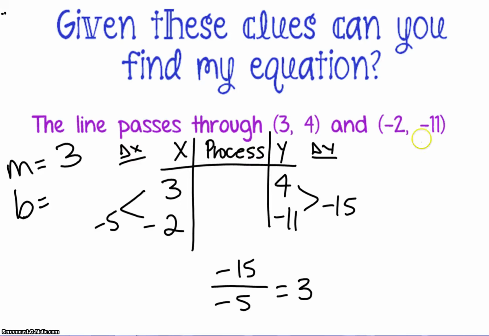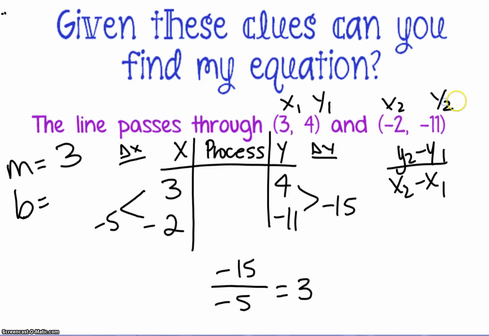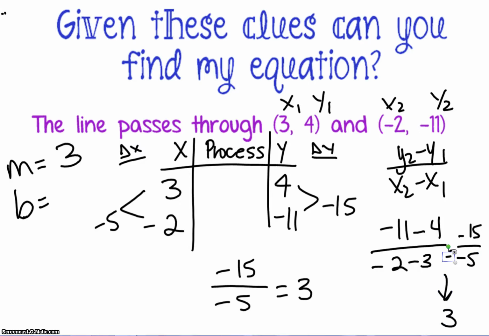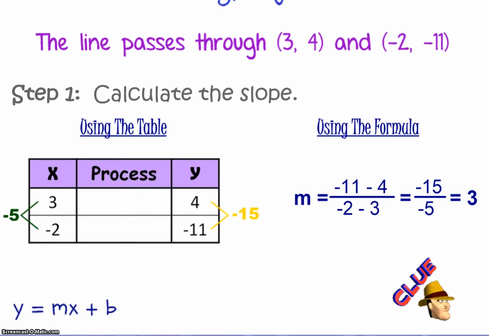You can also do the formula, which is y2 minus y1 divided by x2 minus x1. So this would be x1, x2, y1, y2. So we have -11 minus 4 over -2 minus 3. And you'll get -15 over -5. And it's the same thing, so our answer is 3. This slide right here just shows you exactly what we just did.